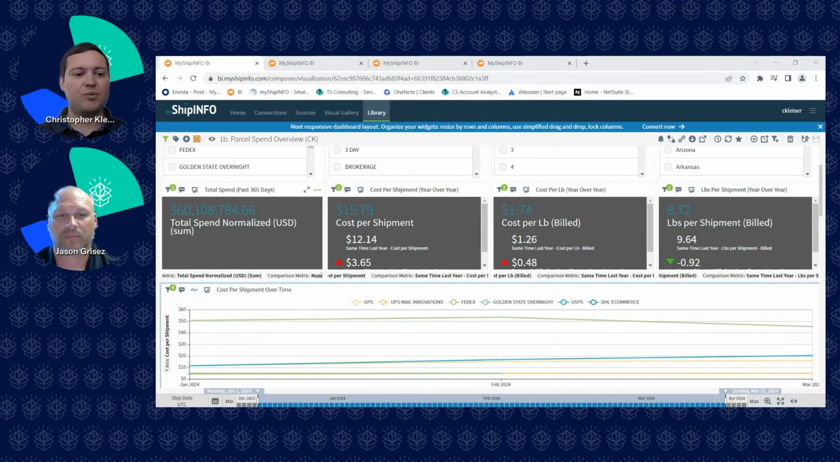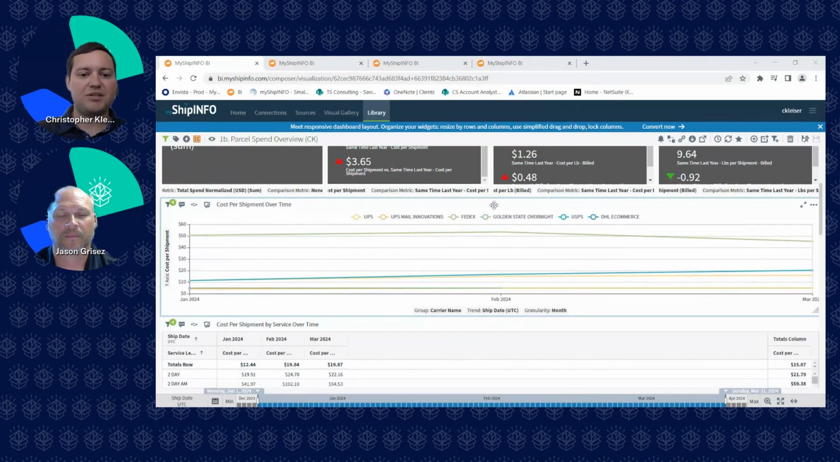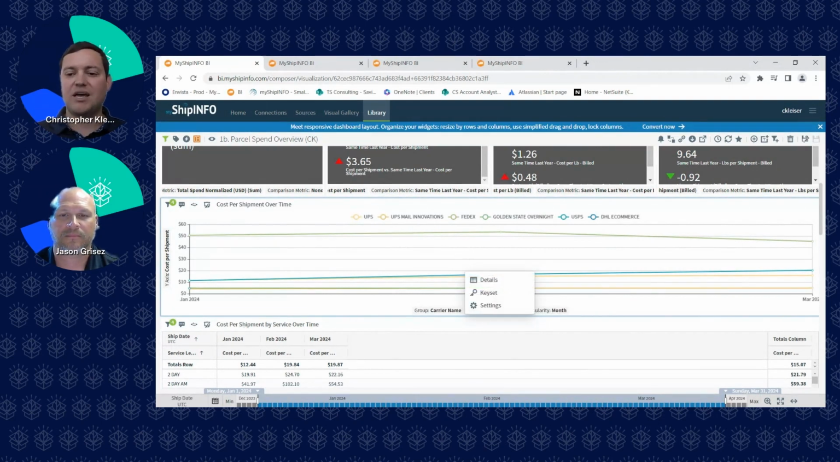In this particular view, we have a look at total spend, cost per shipment, on a year-over-year basis, cost per pound, pounds per shipment. Then as we start to look through this detail, we start to see things as a cost per shipment. This is set on a quarterly basis. So for each particular carrier that we have here, we're able to look at what that cost per shipment is by carrier. We're also able to bring this down on a week by week basis if we wanted to, but just really start to show the visibility and the trends that we have on a month over month basis.